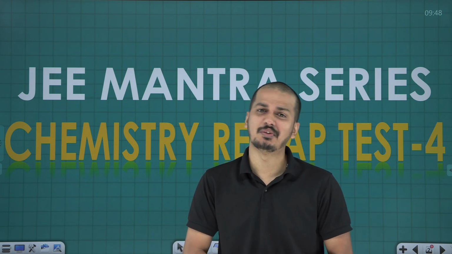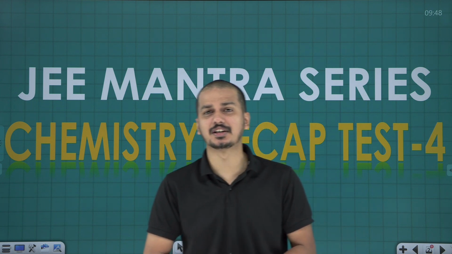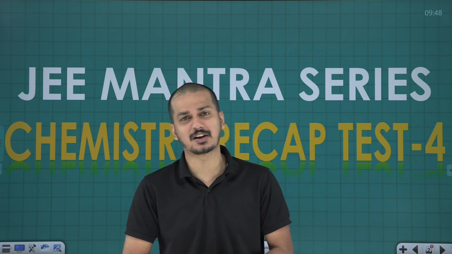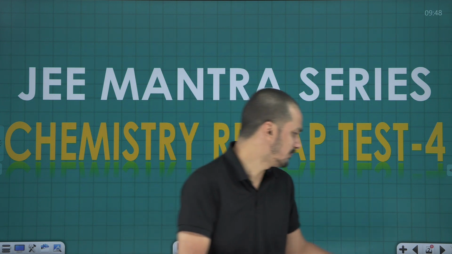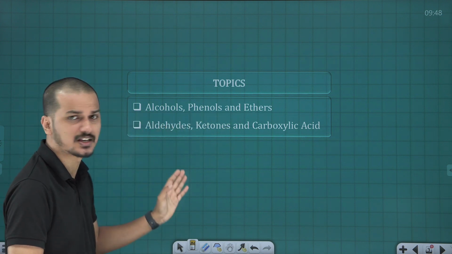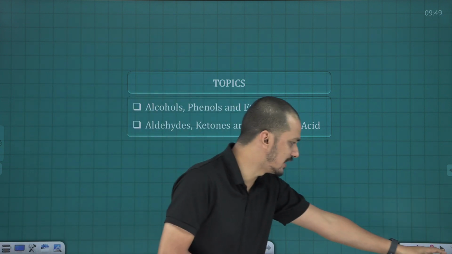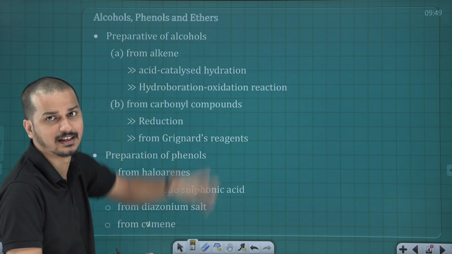In this session, we are mainly going to revise the chapters aldehyde, ketone, carboxylic acid and alcohol, phenol, ethers. Those are two important chapters as well as the longest organic chapters. Okay, so two chapters we are going to discuss: alcohol, phenol, ethers as well as aldehyde, ketone, carboxylic acid. So let's look at the important topics from the chapter alcohol, phenols and ethers.